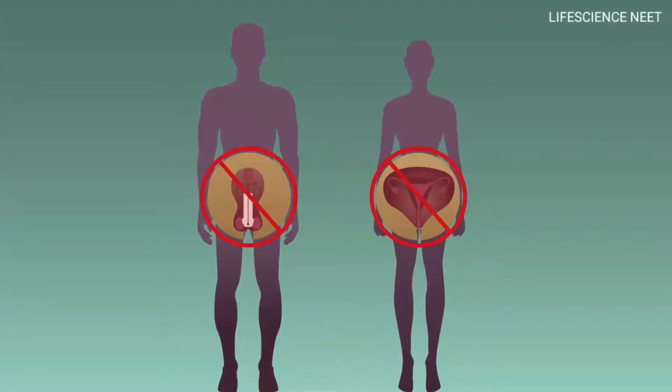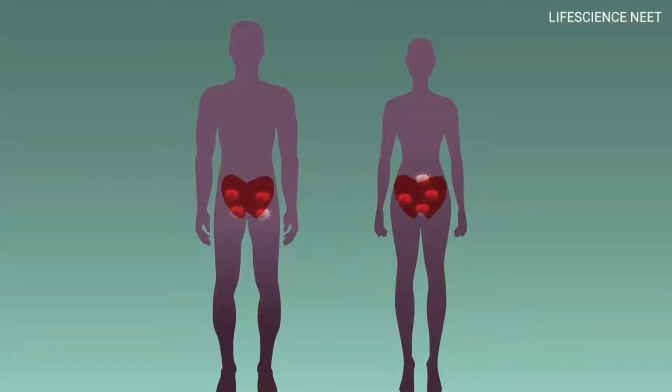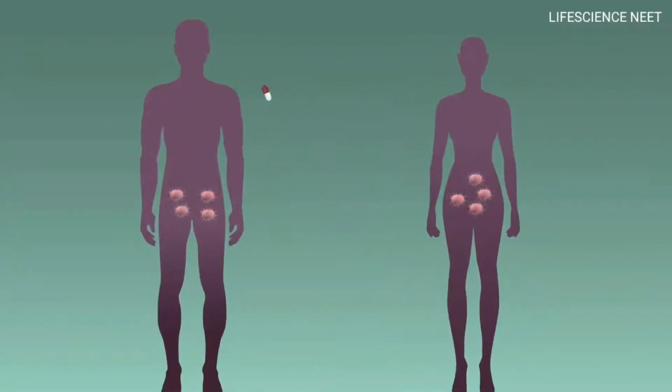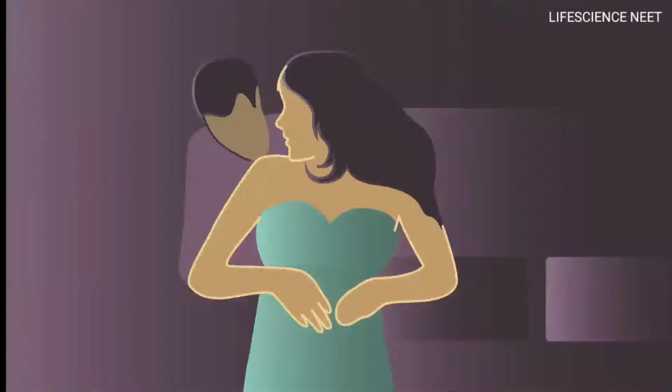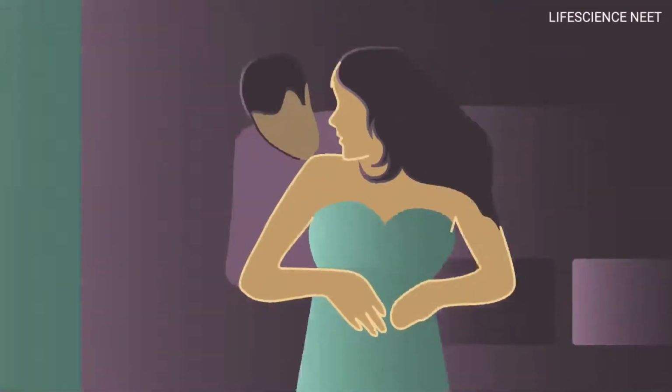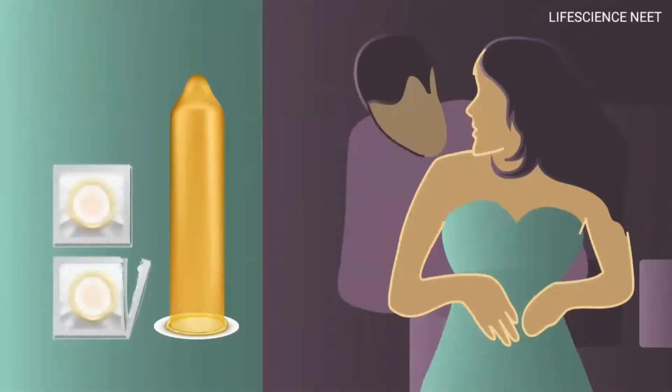This is why it is very important to get checked by a doctor as soon as a person gets symptoms, so it can be treated with a course of antibiotics. Its spread is reduced by using a barrier method of contraception such as condoms.